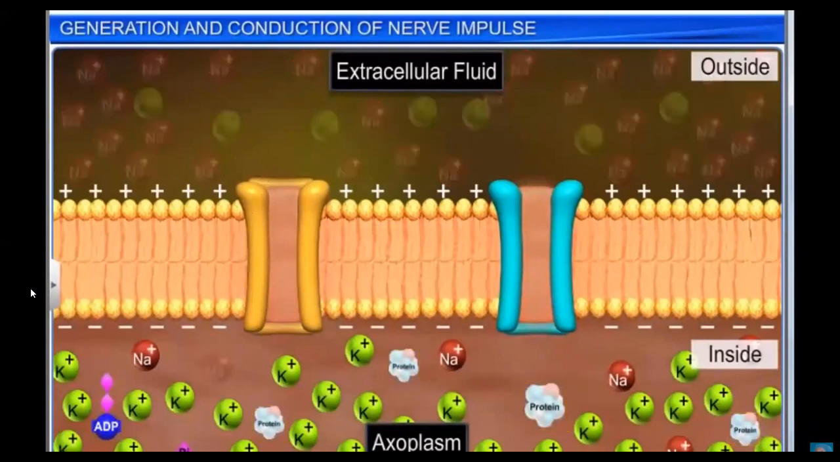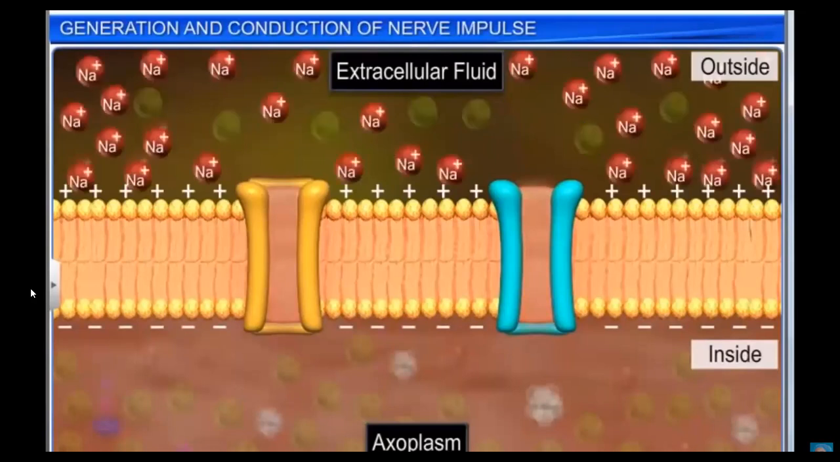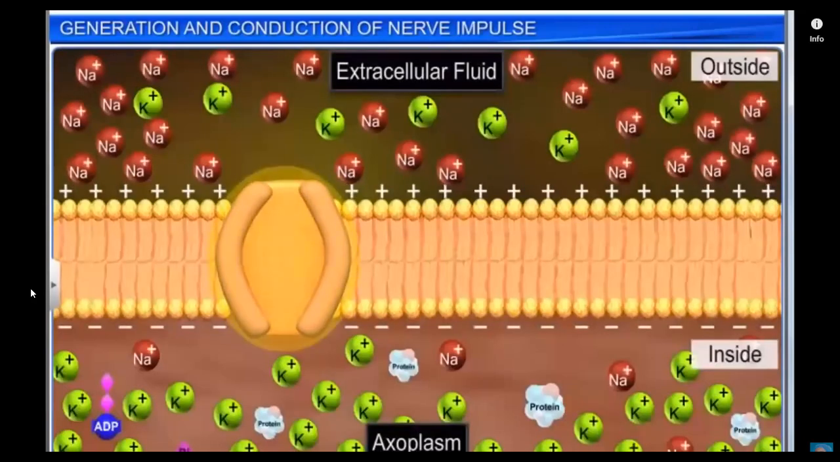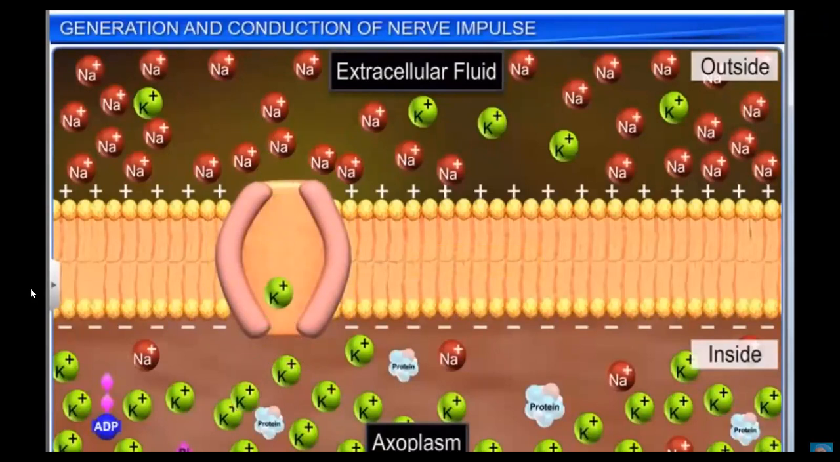Therefore, the axoplasm inside the axon contains a high concentration of potassium ions, negatively charged proteins, and a low concentration of sodium ions. On the contrary, the extracellular fluid outside the axon contains a low concentration of potassium and a high concentration of sodium. This differential permeability is maintained by a sodium-potassium pump present inside the membrane. The sodium-potassium pump transports 3 sodium ions outside the cell for every 2 potassium ions that enter the cell.